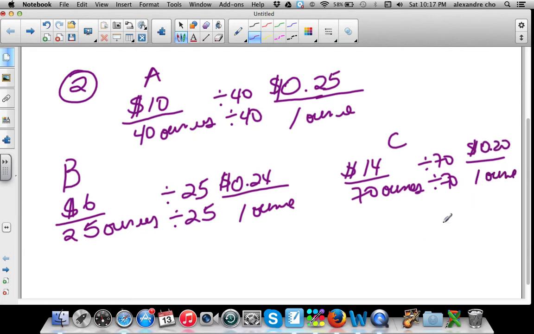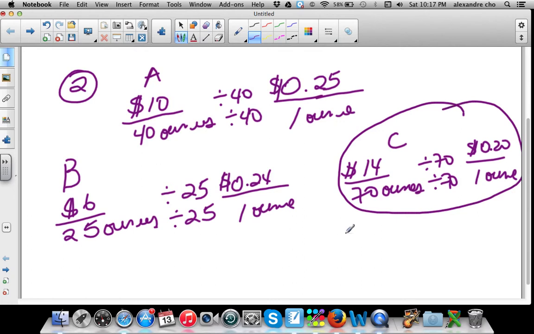Okay, now that you have the price of all these 3 sizes as a rate per ounce, you can easily tell that the cheapest one is size C. Because it's 20 cents per ounce, the best deal here is size C, because it's 5 cents cheaper than size A and 4 cents cheaper than size B.